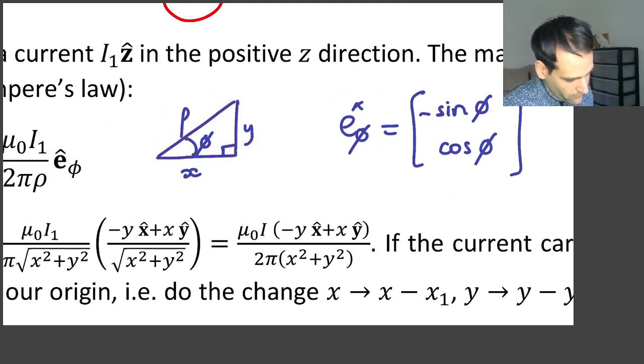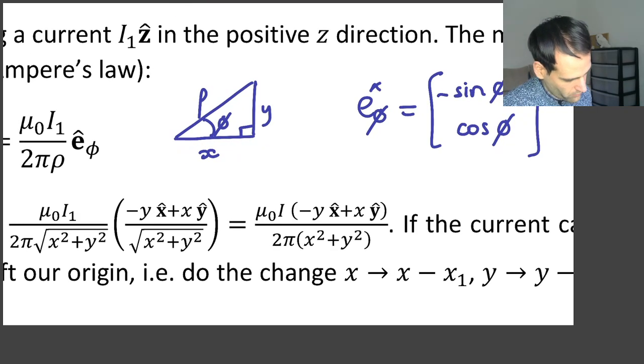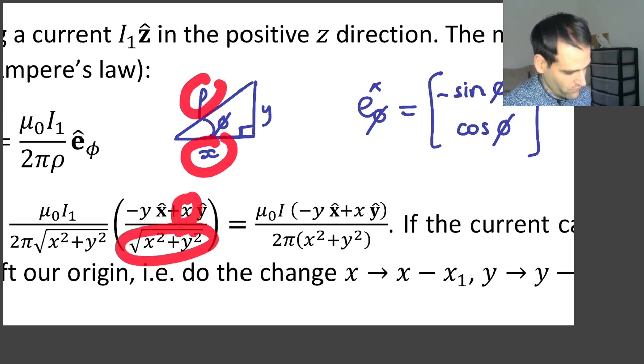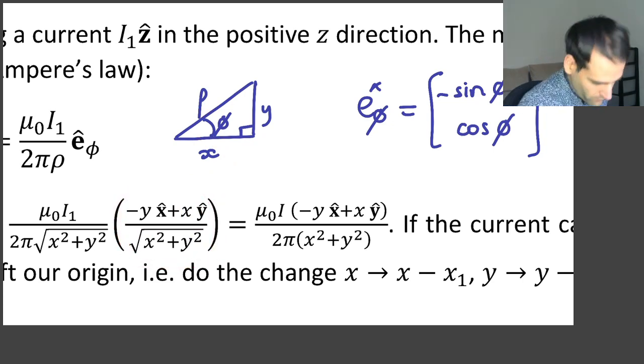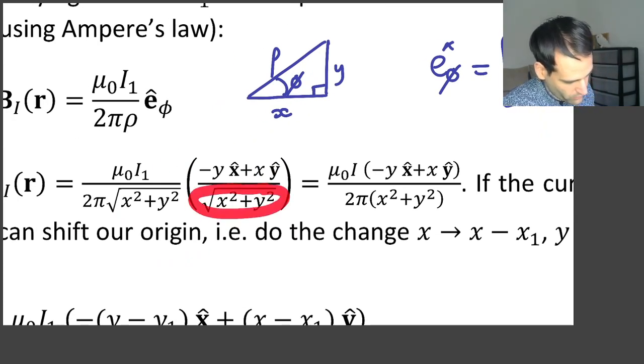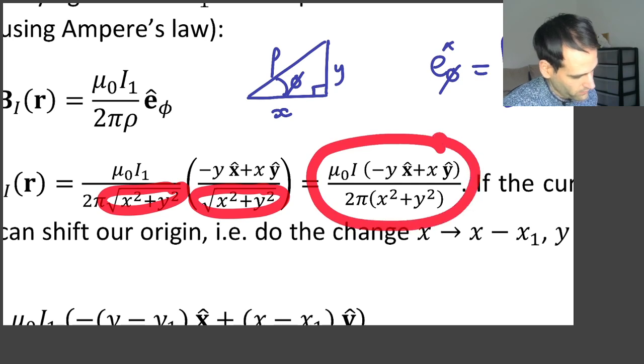So clearly the sine of phi is y divided by rho, which is y divided by the square root of x squared plus y squared. So the minus sign is minus y divided by the square root. And then the y component is the cosine, which is x divided by rho. So you have x divided by rho. Okay, so all this is just e phi hat. And now we can multiply this square root by this one and simplify things like this.